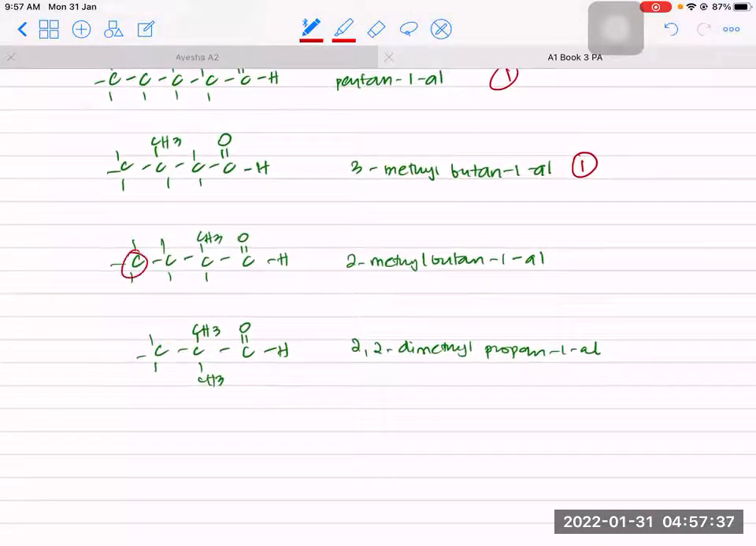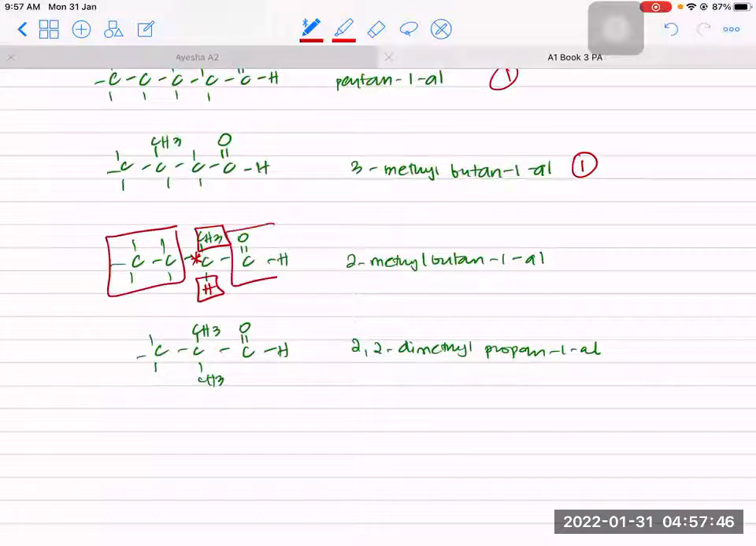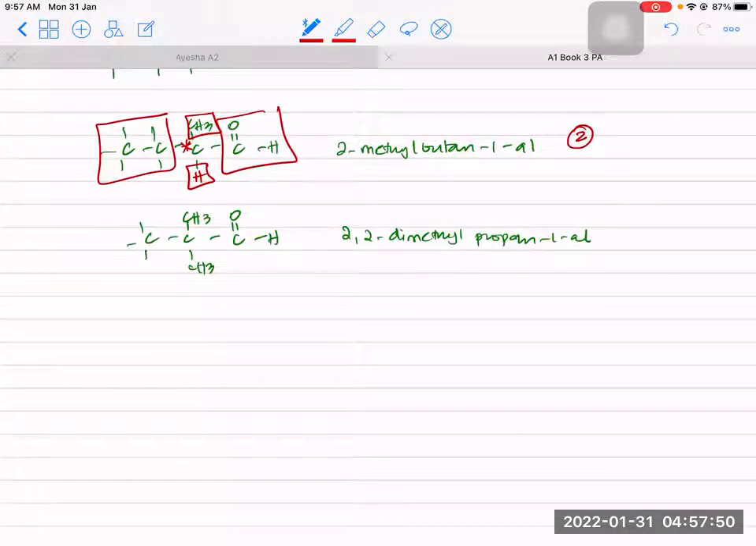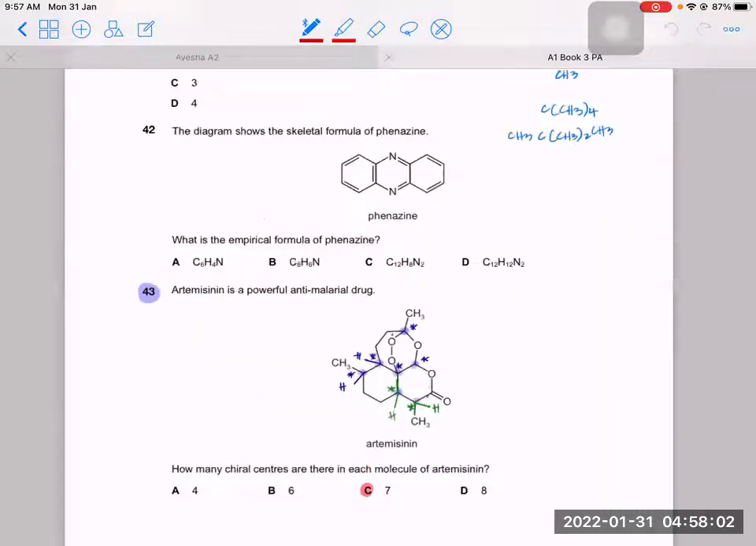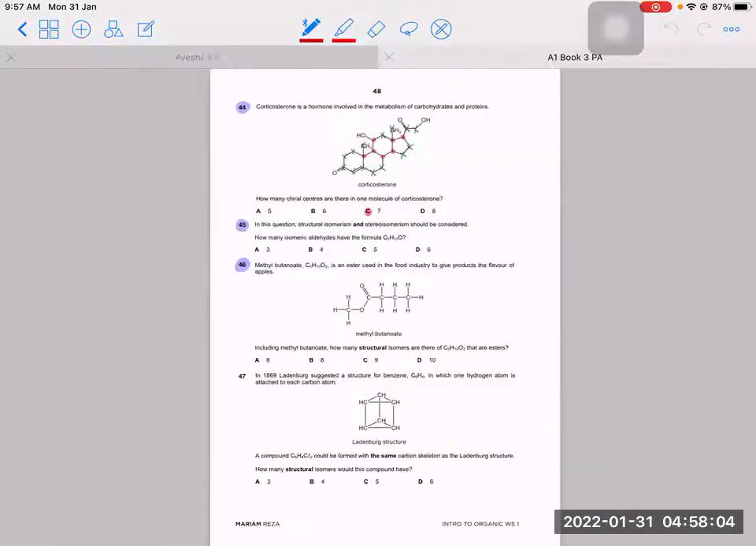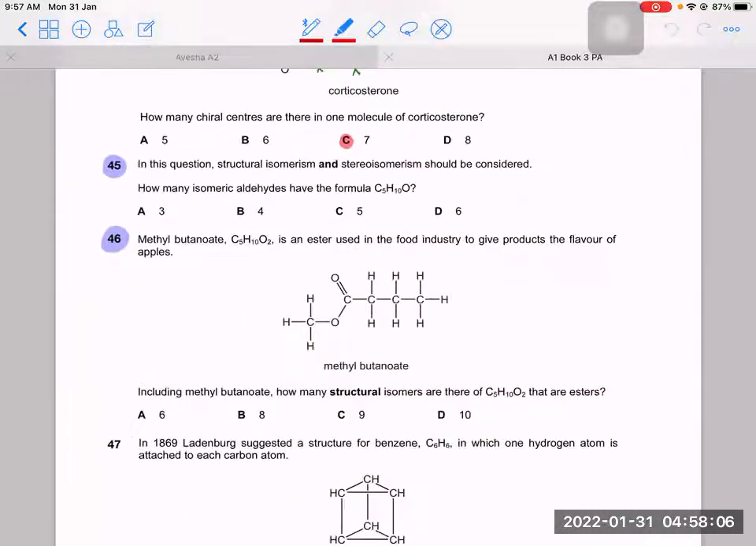Can this be chiral? 3 hydrogens. Can this be chiral? 2 hydrogens. Can this be chiral? Yes, a CH3, an H, a C2H5 and a CHO. So this will have 2 isomers. Can this be chiral? No, 3 hydrogens. Can this be chiral? No, 3 CH3s. So this will also be 1 isomer. Total isomers are 5. So the answer is C.